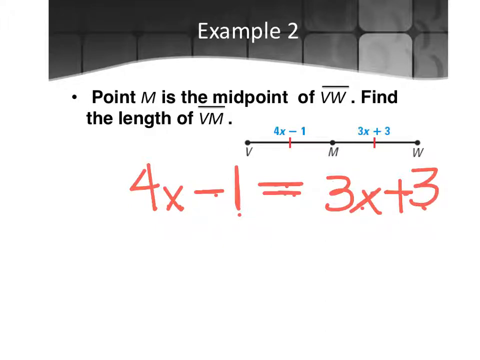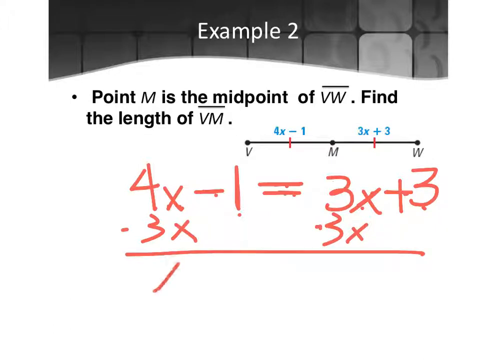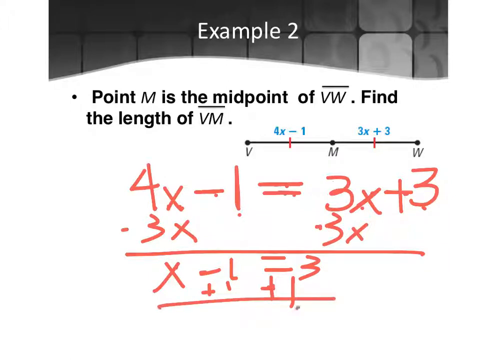All right, I now have to solve for x. How can I solve for x? What do I need to do? I'm going to move the 3x over. I get x minus 1 equals 3. Now what do I do? So I'll add 1. And I end up getting x equals 4. Am I finished? Did they ask me to find the value of x? No, right? I need to keep going.